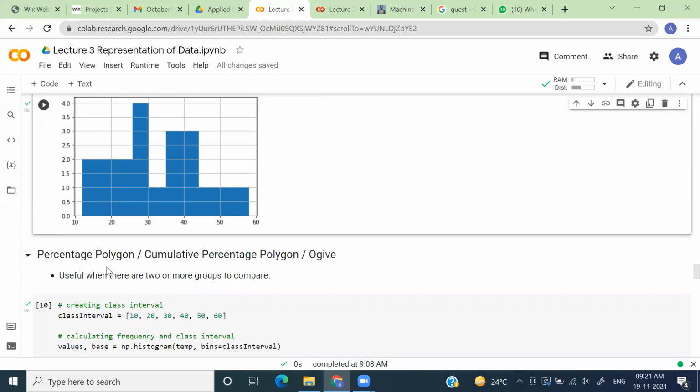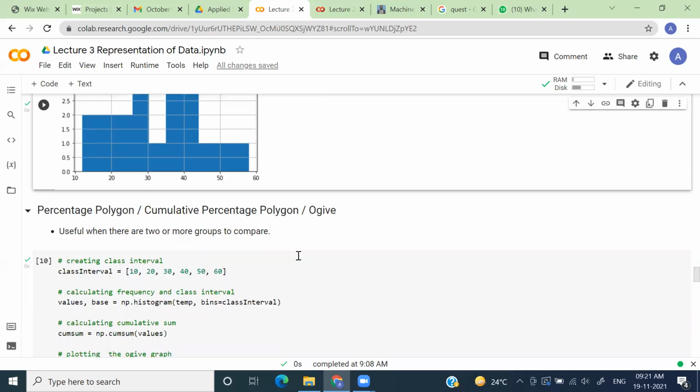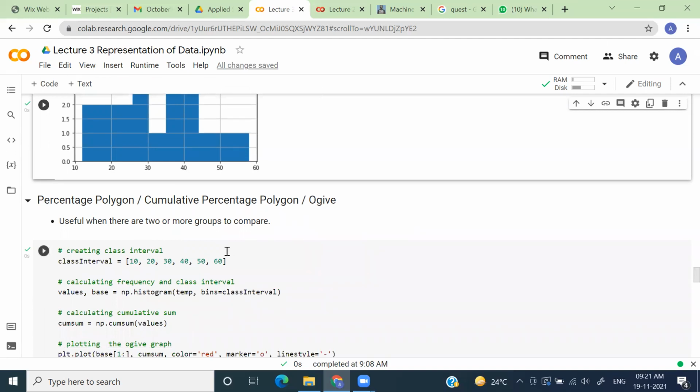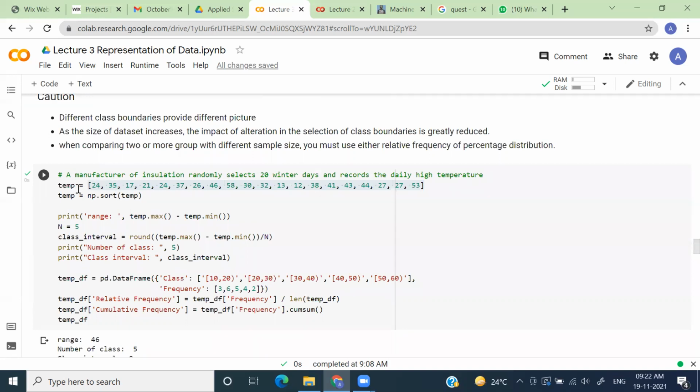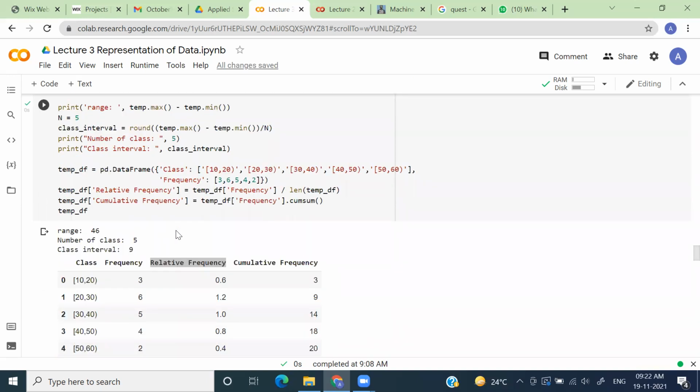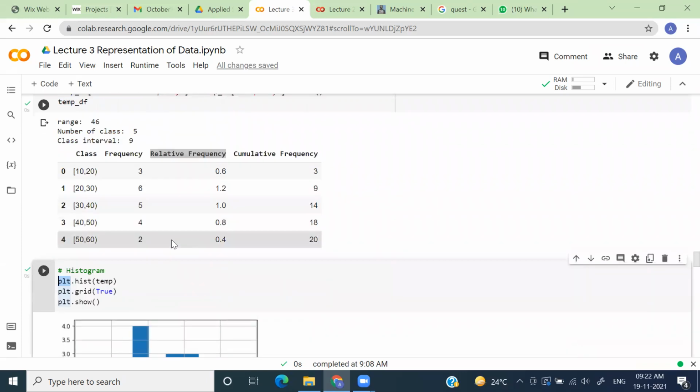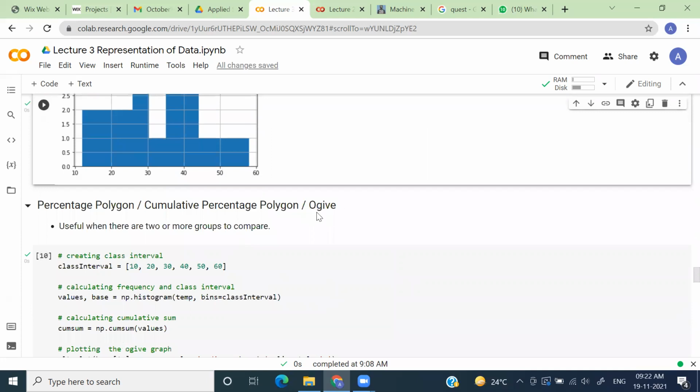The next visual we have is the ogive, also called the cumulative percentage polygon. The other name is percentage polygon, but most commonly we term it ogive. It is particularly useful when we have 2 or more groups to compare. So far we have been dealing with only one group, only one list. But what if I gave you 2 lists, the height of 2 communities, one from Asia, one from America, and asked you to compare these heights in some visual way? In that scenario, the ogive comes into the picture.